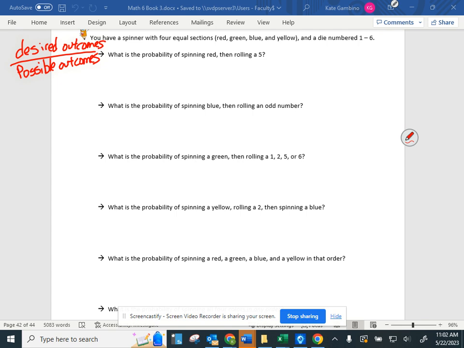What is the probability of spinning a red? 1 out of 4. 1 red out of 4 colors. What is the probability of rolling a 5? James? 1 out of 6, because there's only 1 five on our die, but there are 6 numbers. So it's 1 out of 6. And then we multiply. What's 1 times 1? What's 4 times 6? What is the decimal I get when I divide that? 1 divided by 24.